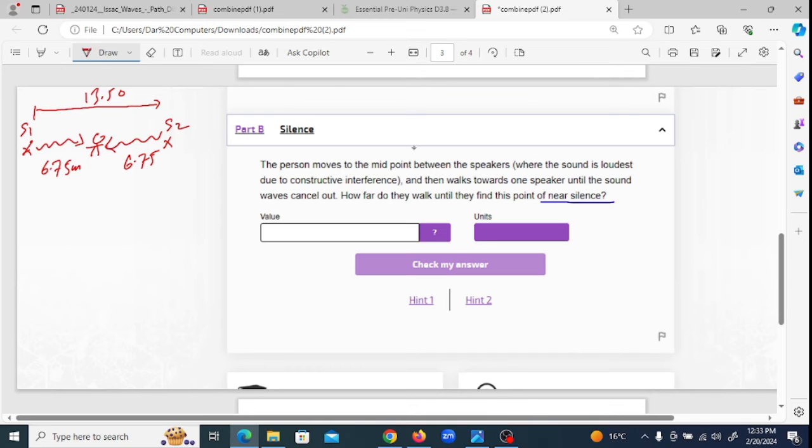So there is no path difference, so there is constructive interference at this point. Constructive interference means the loud sound is produced at this point. Now we have to find the minimum distance the person would move in order for this constructive interference to be converted into destructive interference, meaning the point of near silence.